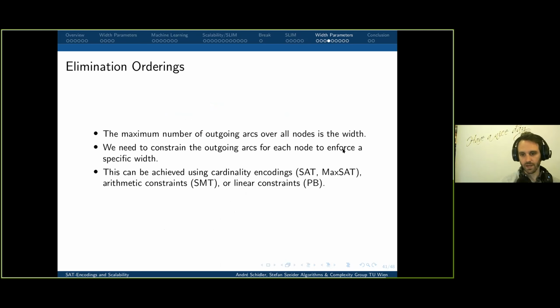So what you then have to do is limit the maximum number of outgoing arcs, because the number of outgoing arcs determines the width, and you usually want tree decompositions with small to optimal width. So you need to constrain them, and you can either do this with cardinality encodings directly in SAT or MaxSAT. We also looked at arithmetic constraints that SMT solvers provide, or linear constraints that are available in pseudo-Boolean solvers.